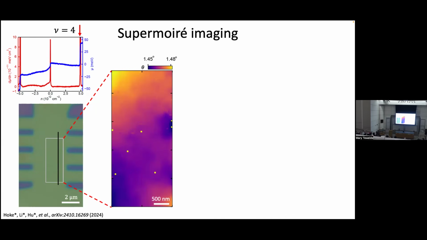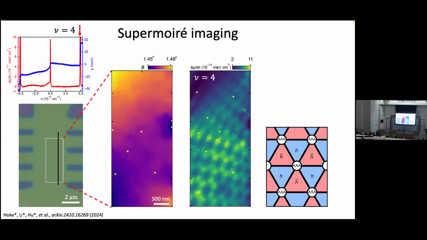And what we're doing is we're measuring right in the vicinity of this peak at nu equals 4, where the flat bands are completely filled. And again, we can extract from the density of this peak what is the effective twist angle in the device. And you can see it varies just a few hundredths of a degree over 2 by 5 microns, say. Actually, even larger than that over the whole device, it's like a tenth of a degree, which is crazy. So nothing much is happening in terms of twist angle.